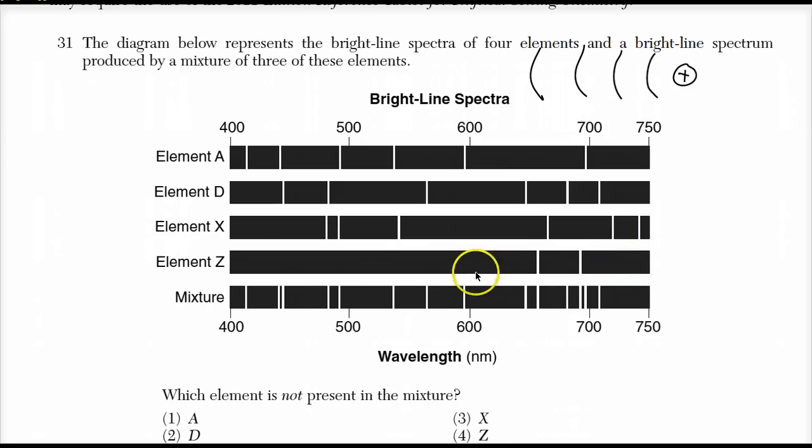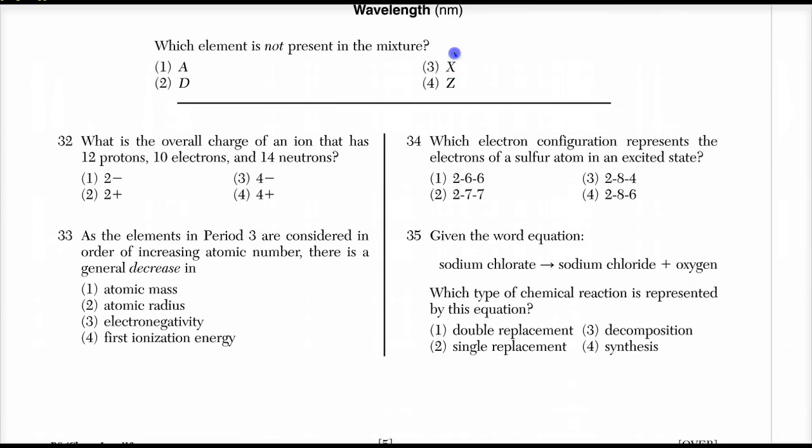Maybe Z is involved. Yeah, Z too. So A, D, and Z are involved here. So this line comes from the Z, this line comes from the Z. Looks like X is not involved. So element X is not involved, and 31 is X. Is 3.